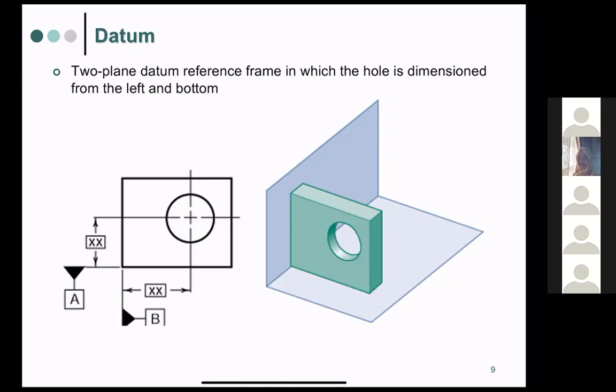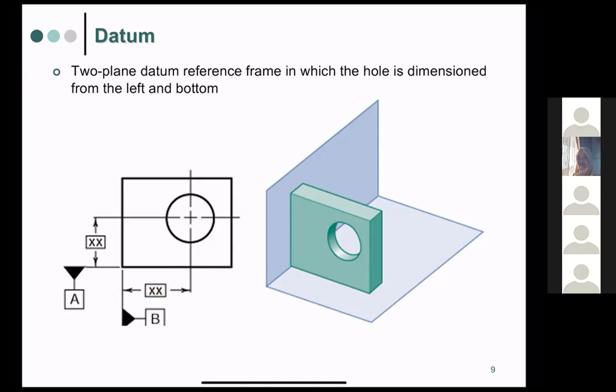Okay, to know where they start, the center point, we can have the distance here, for example xx, and also this one, the distance with reference to datum B. So this one is the reference from the center point to datum A, and this xx here is the reference or the distance from the center point to datum B.